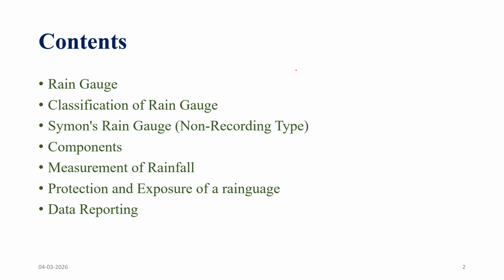Let's take a quick look at what we will be covering in this lecture. First, we will start with a general overview of rain gauges and their different types. Then we will dive specifically into Symon's rain gauge, which is the focus of this video lecture. Next, we will break down the components of Symon's gauge in detail. Then one of the most crucial parts, which is measurement of rainfall. After that, we will also discuss how the gauge is installed and protected to ensure accurate measurement. Then we will learn how the rainfall data is reported.